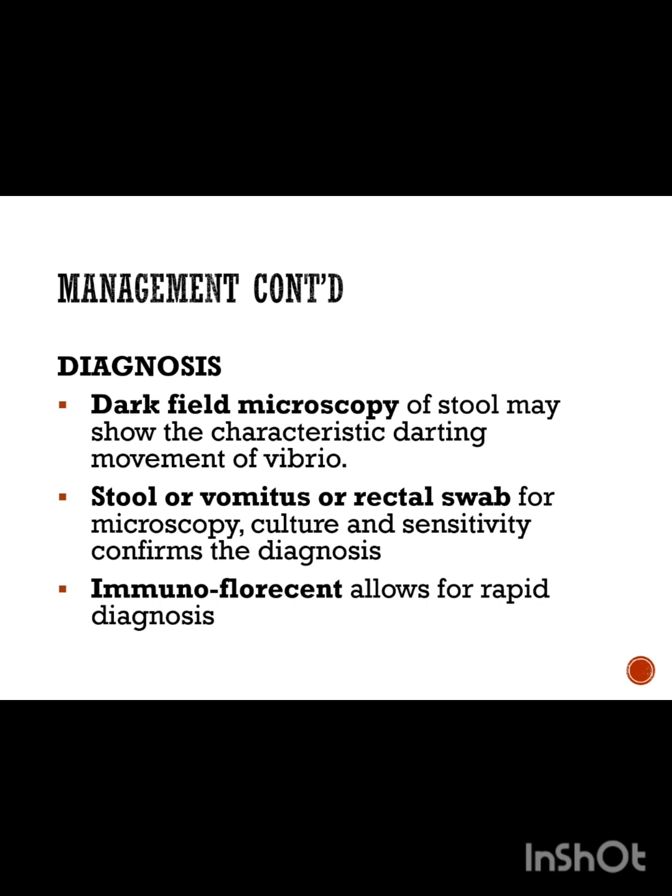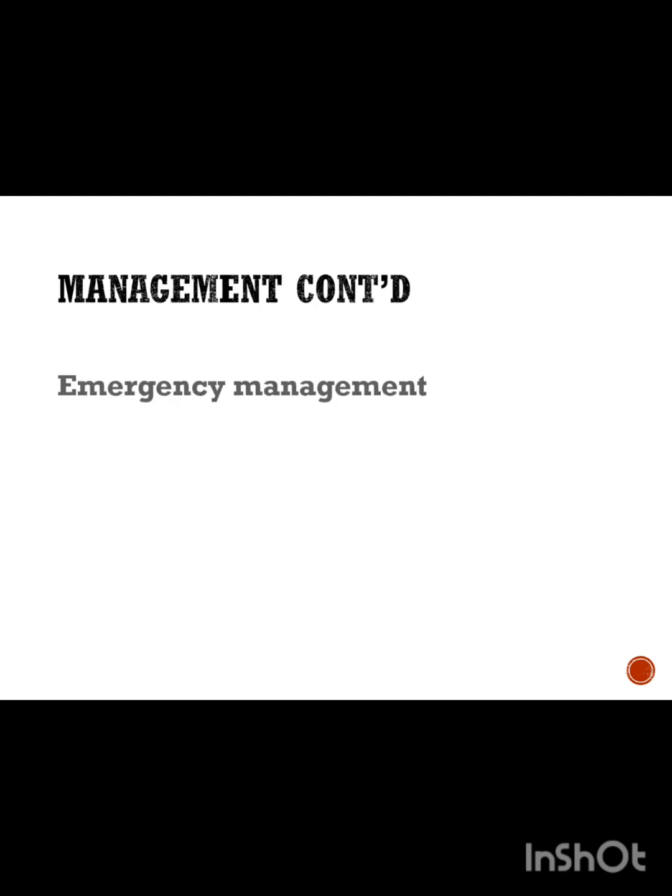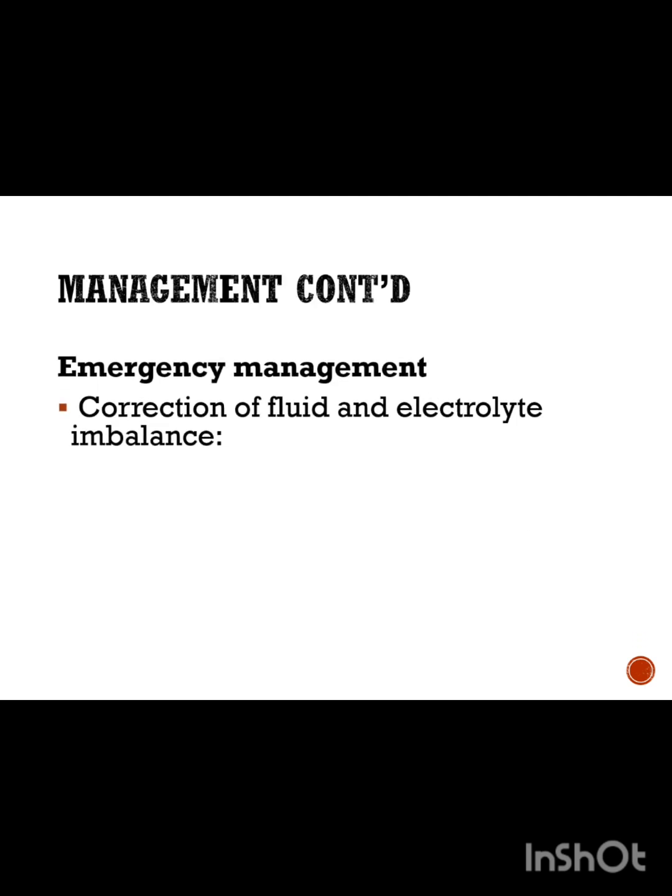Then on diagnosis, for laboratory testing, you can check the stool by the use of dark ground microscopy. This will try to identify the Vibrio cholerae. Stool and vomitus can also be checked, as well as a rectal swab, to identify the causative organism. Immunofluorescence may also allow for definitive diagnosis of Vibrio cholerae.